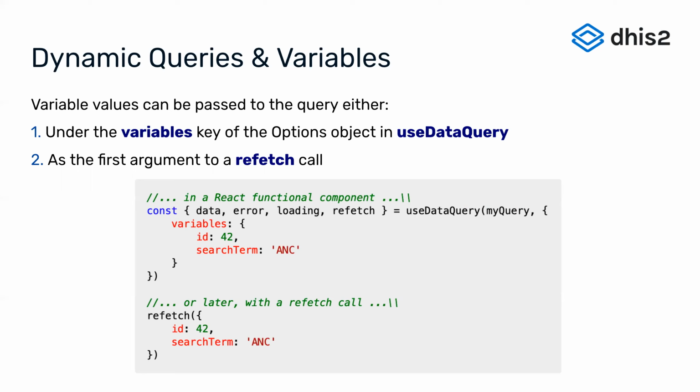And the second option is to pass new variables to a query when you call refetch. So if, for instance, you press a button and it gets to the next page, you might refetch with a different page variable and pass that to the params of your query. Or in this case, we're just calling refetch with the two variables that we've defined, ID and search term. And in this case, we're just calling them with 42 and ANC, but we might call them with something different later when we call that refetch.